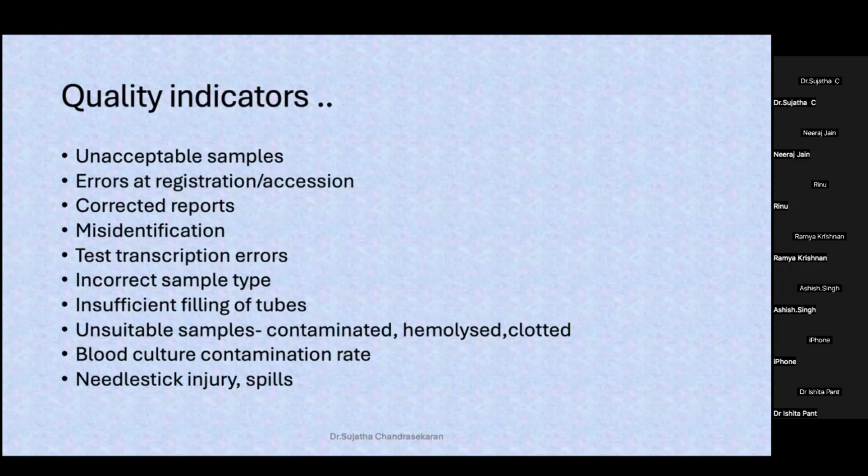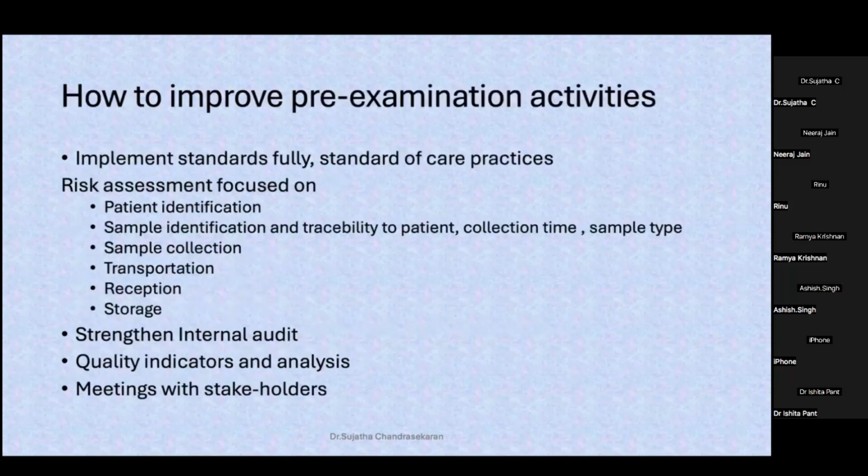These are the classical indicators; there are more. It's not just enough to calculate the rate and say that this is the rate. Wherever it has not fulfilled the requirement, what was the reason? A detailed analysis is very important, and that is again a weak area in the pre-examination. How to improve? Implement the standards fully. Do a complete risk assessment on all the activities, starting from patient identification to storage, and then strengthen the internal audit, quality indicators and analysis done properly, and meetings with stakeholders to check whether they are happy or what are the issues they have faced with the pre-examination phase.